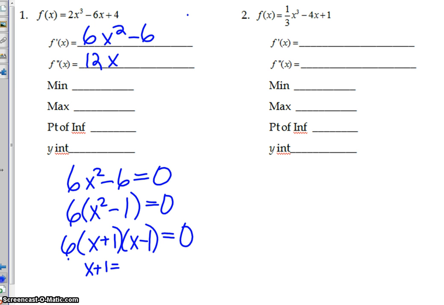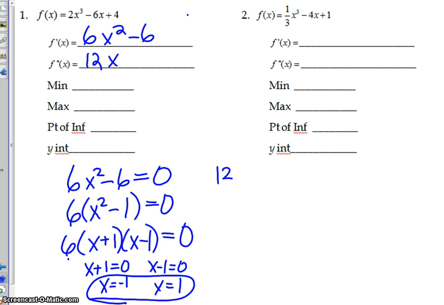So what makes this equal to a 0? x plus 1 equal to 0. Well, if x is equal to a negative 1. What makes x minus 1 equal to 0? Well, if x is equal to a positive 1. So what we have to do now is we say that either x is equal to a negative 1 or a positive 1. We're also going to take the second derivative, and this has to do with our point of inflection, 12x, and we're going to set it equal to 0. In this case, x would have to be 0, okay?